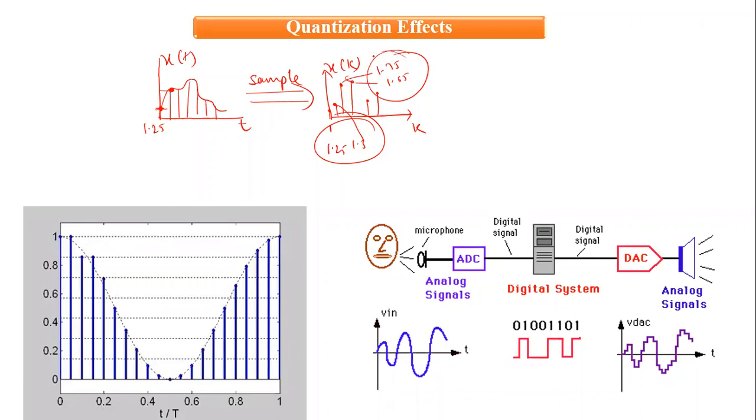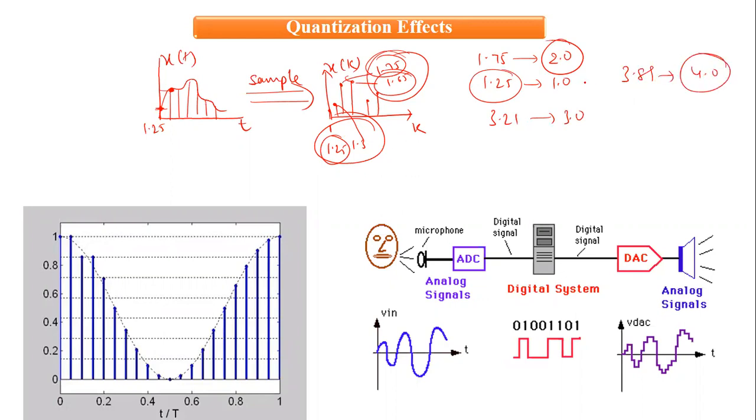So here you have lost the information. So you need to round off these values. What we do is we map each value to some whole number. We have 1.25, so we try to reduce it and make it 1.0. We have 3.21, so we make it 3.0. We have 3.89, so we make it 4.0. So what we are doing is rounding off the fractional values.